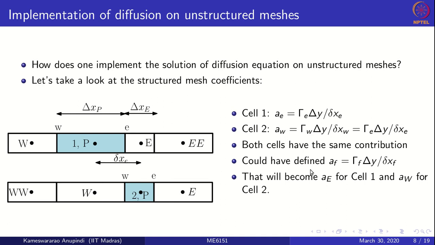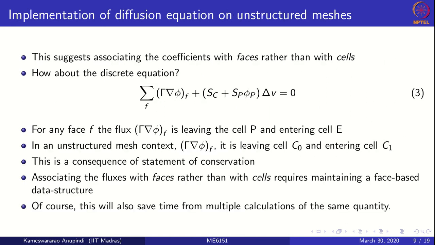So instead of calling them east and west, we could have defined AF, which is basically gamma F delta y upon delta xF. The same AF can be contributed as A east for cell 1 and A west for cell 2. We could have done that. That is essentially what we do for unstructured meshes. Once this part is clear, the remaining things are straightforward. So let us move on.